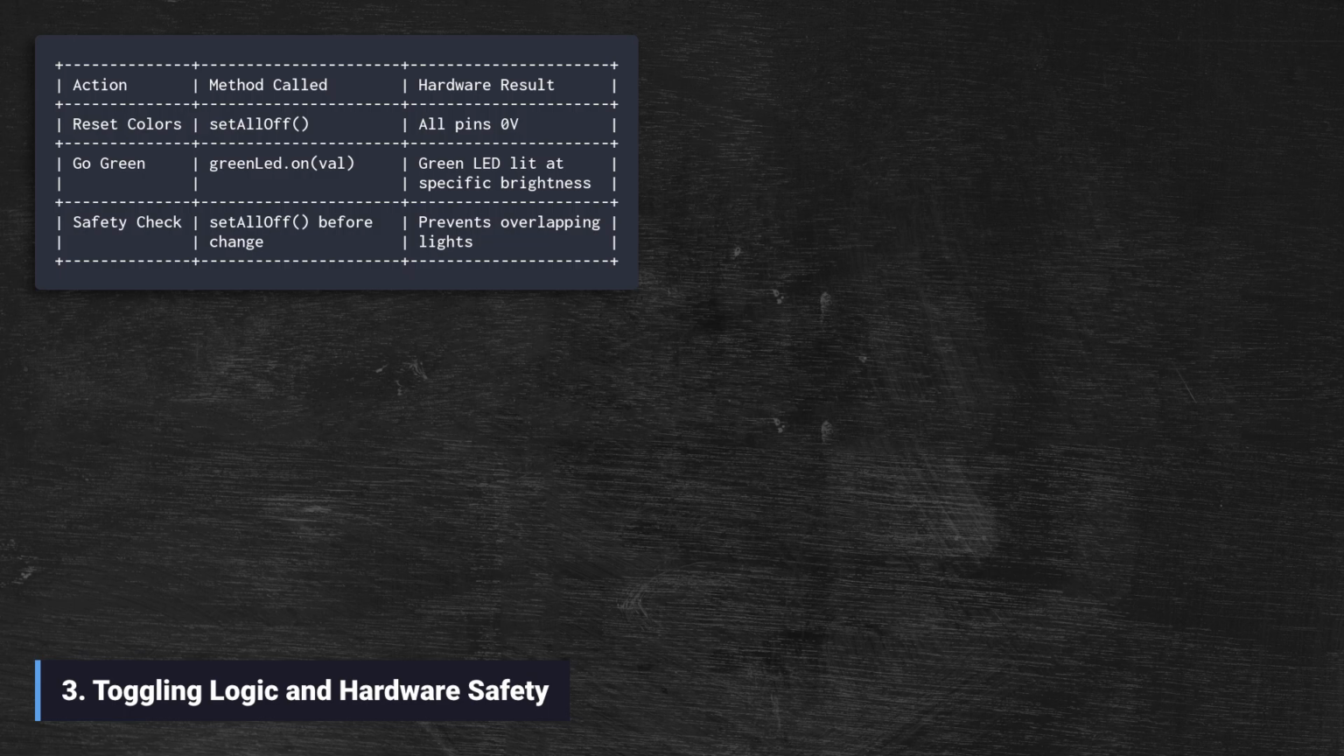Notice how we are interacting with the LEDs. Even though TrafficLight doesn't inherit from the LED class, it owns them. When we want to change a light, we send a command to that specific object. This allows us to use the PWM-based On method from our LED class to support variable brightness later on. By calling setAllOff before switching to a new state, we guarantee a clean slate.